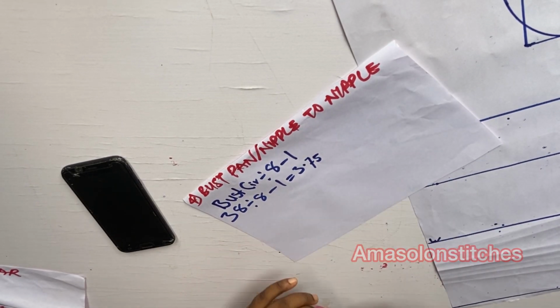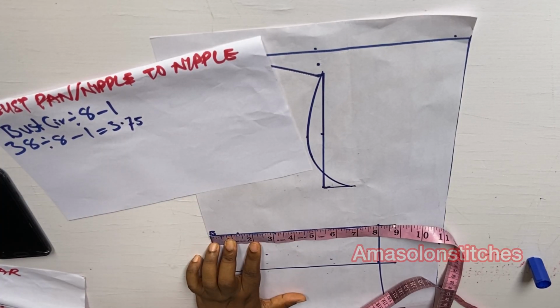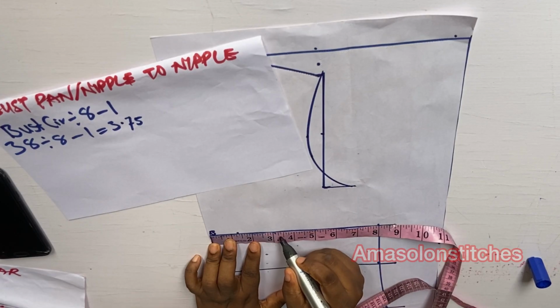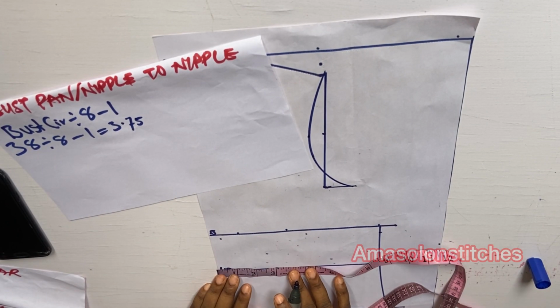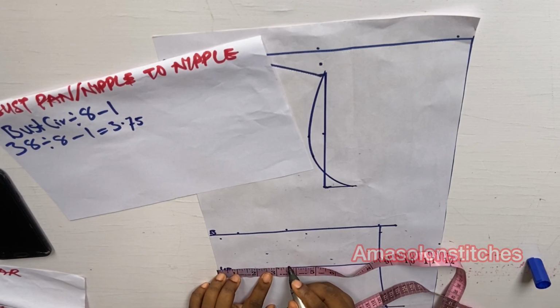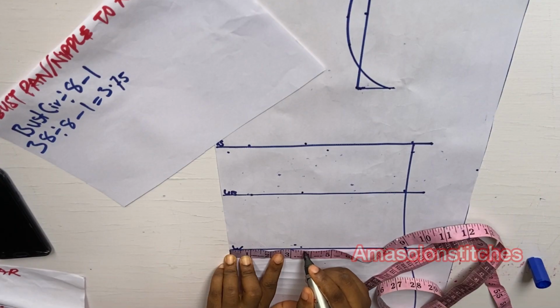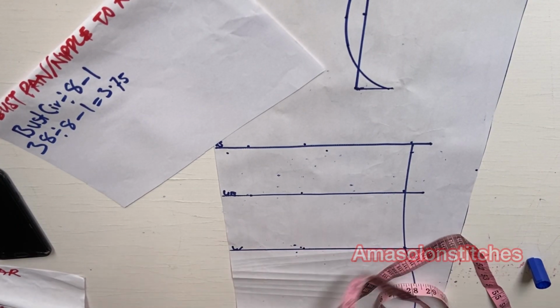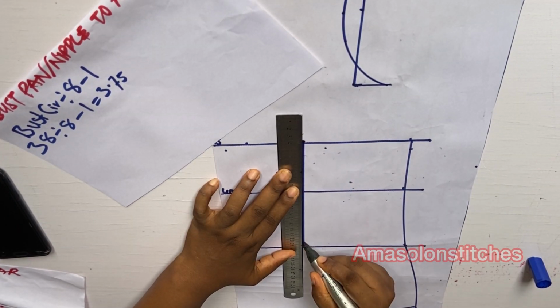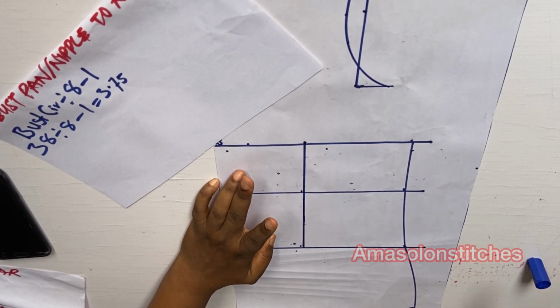The answer we got in this case is 3.75. That is our nipple to nipple measurement, our bust span. I'll go ahead and input it. Let me show you how to input it on your pattern paper or on your fabric. I'm just inputting that 3.75 on this pattern paper, then I'll connect it like this. This is our nipple to nipple.